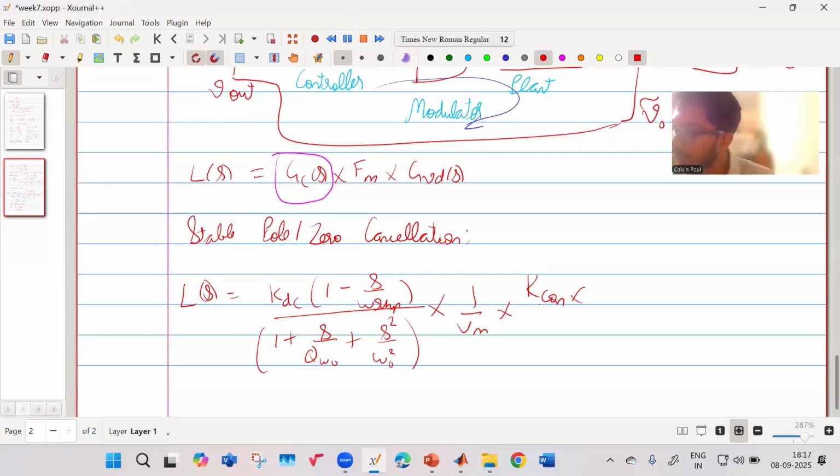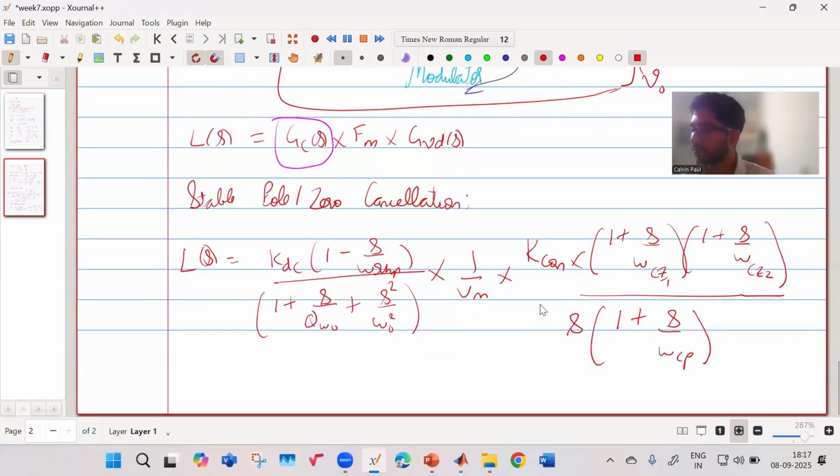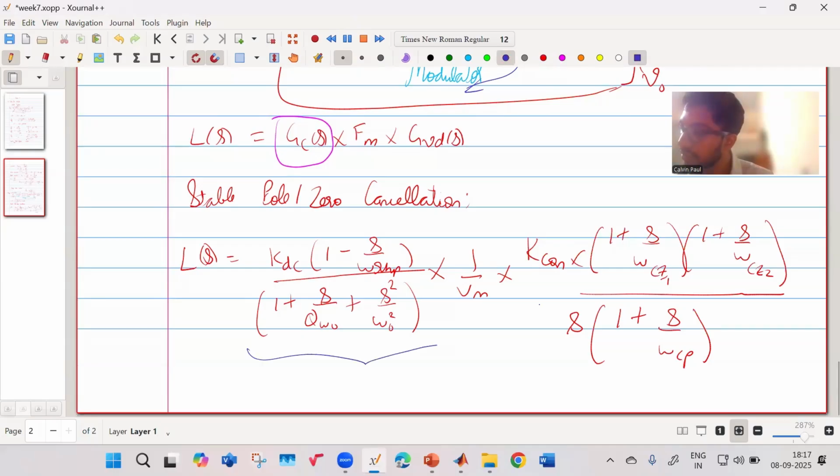K controller into 1 plus S upon omega controller zero, into 1 plus S upon omega controller zero 2, upon S into 1 plus S upon omega controller pole. Okay, so this part is your GVD of S. This part is your FM. This part is your controller. So this is your overall loop. Okay, any queries till this point?